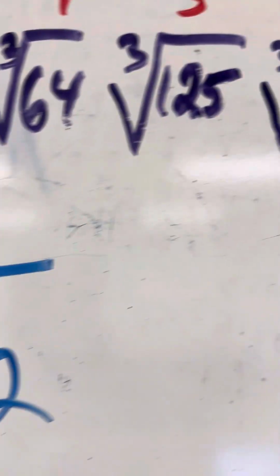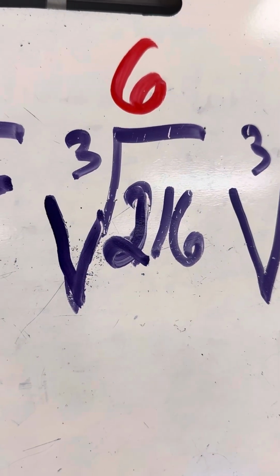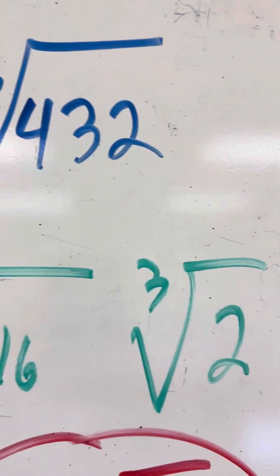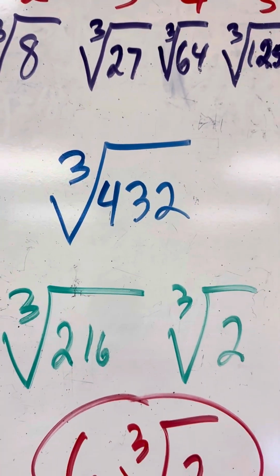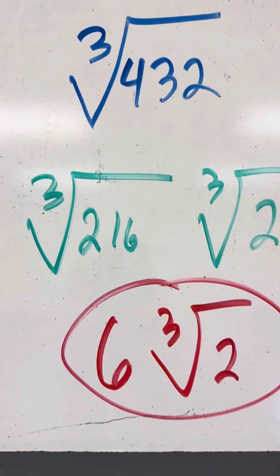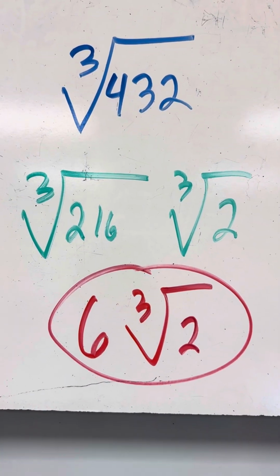Well, 216 goes into 432 twice. So it's 216 times 2. Cube root of 216 times cube root of 2. What's the cube root of 216? 6. Cube root of 2. Okay.